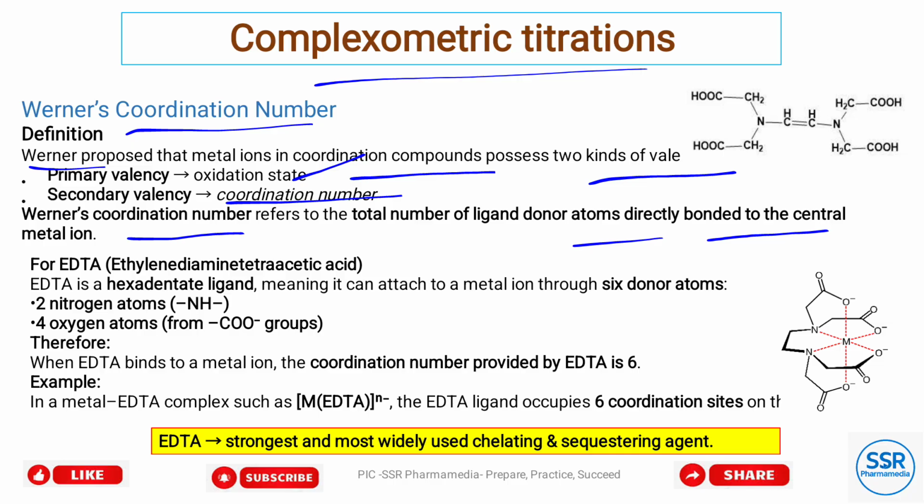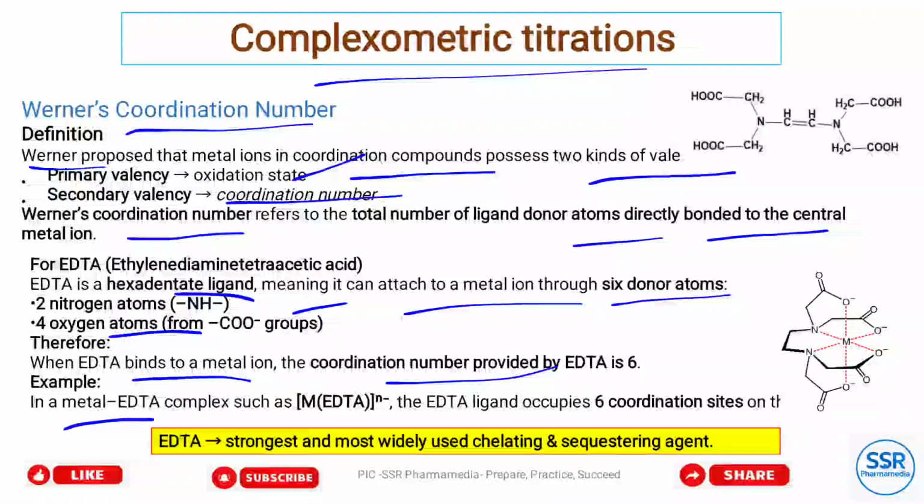central metal ion. For EDTA, ethylenediaminetetraacetic acid, EDTA is a hexadentate ligand. It can attach to the metal atom through 6 donor atoms, for example, 2 nitrogen atoms and 4 oxygen atoms. Therefore, EDTA binds to a metal. The coordination number provided by EDTA is 6. In a metal EDTA complex, the EDTA ligand occupies 6 coordination sites.